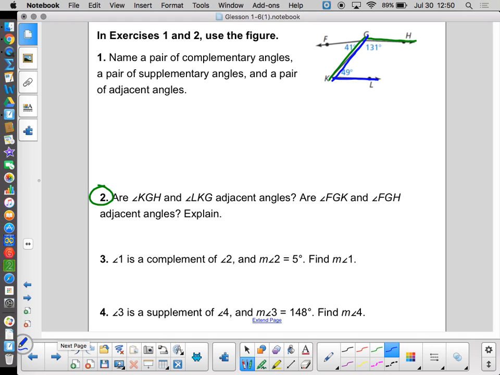Are they adjacent angles? Well, they certainly seem to have a side in common, but do they have the same vertex? And the answer is no. Vertex here is at K, vertex here is at G. The very first qualification for adjacent angles is they have to have the same vertex. So no, not same vertex.